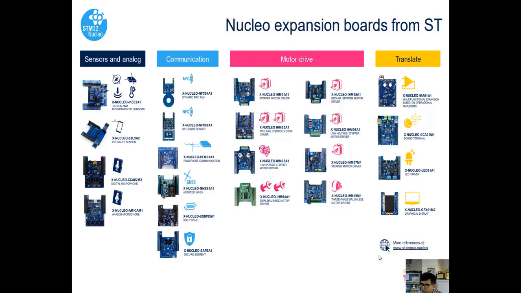And these are a list of expansion boards provided by ST. Not only ST, there are third party expansion boards also available to you for various applications or prototyping. Something related to analog sensors, digital sensors, motion and environmental sensors, something related to proximity, and you have the digital microphone and analog microphone. So all these sensor packages, or we call them shields, are available.